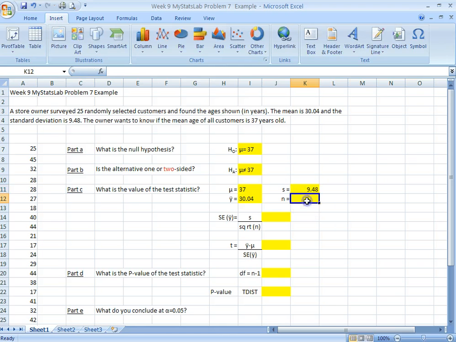And we also need to know n. In this problem, we surveyed 25, so n is going to be 25. So there's everything we need to go ahead and calculate our t statistic. Now if you look at the formula, it is y bar minus the mean, divided by the standard error. We've done standard error before, and here's the formula. To find the standard error of y bar, we take this standard deviation and divide it by the square root of n.